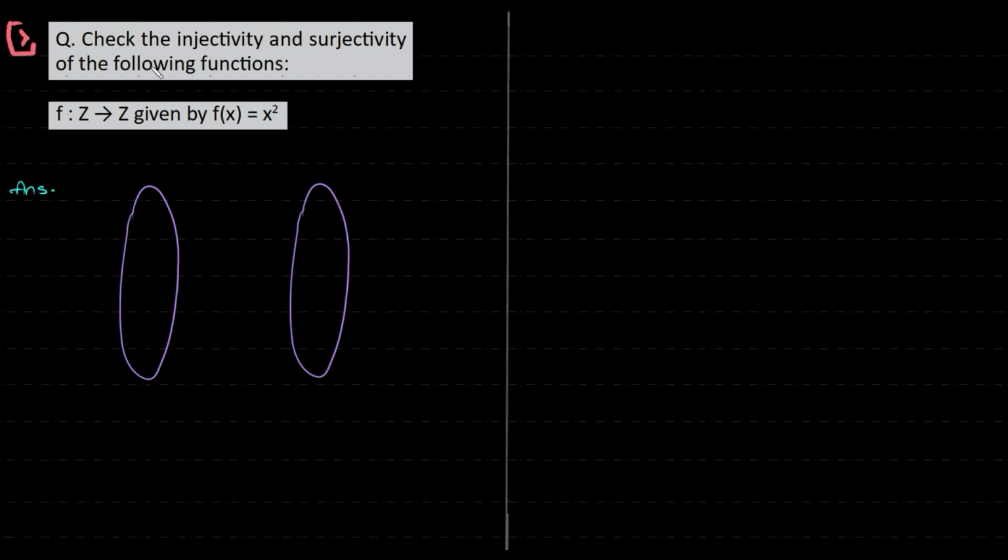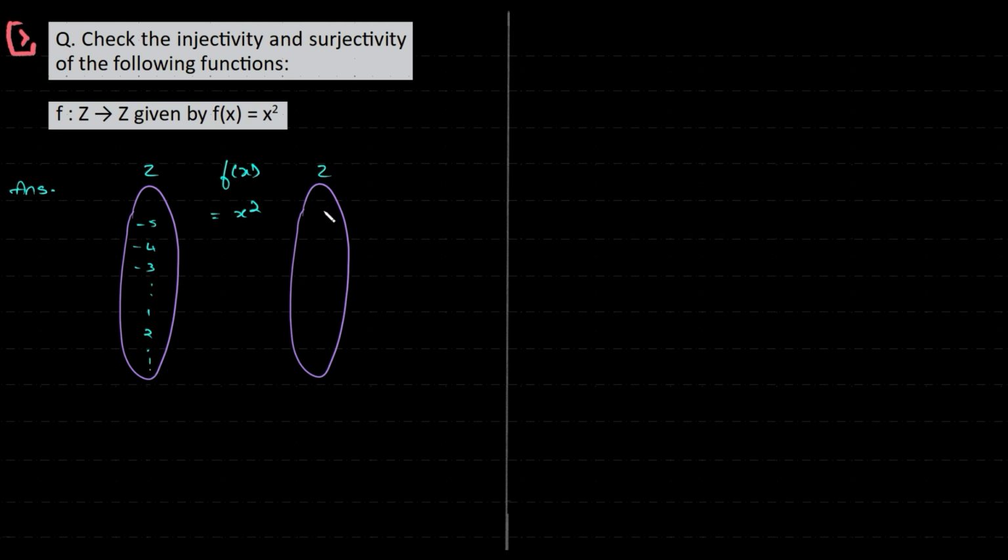Check the injective and surjective properties of the following functions. So we have a function f mapping integer to integer. f of x is defined as x squared. So basically we have minus 5, minus 4, minus 3, and so on and so forth, starting from minus infinity to plus infinity, and 1, 2, and so on and so forth.